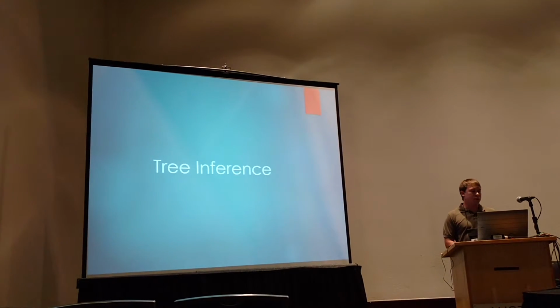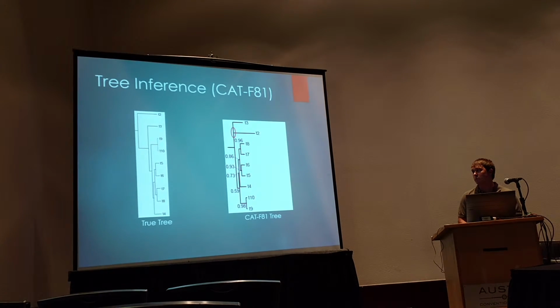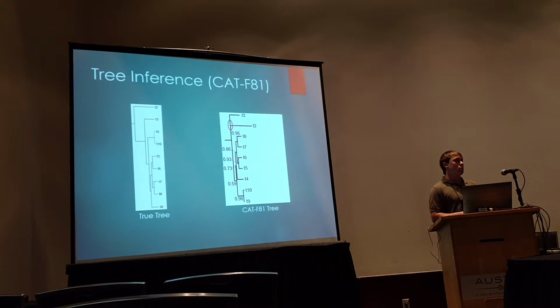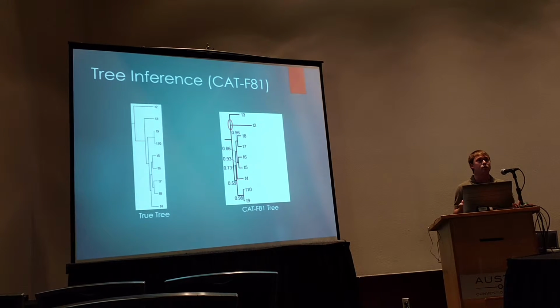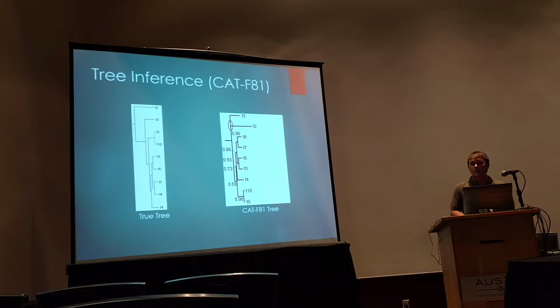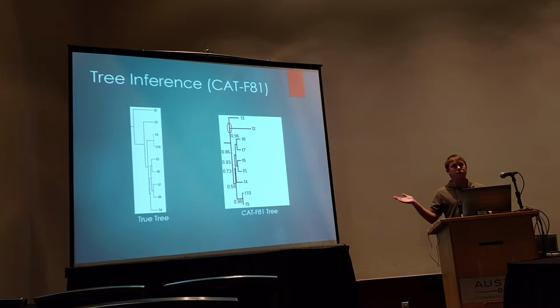But what I think most people in this room are probably most interested in is tree inference. So how do these models actually do when we knew the true tree? Well, CAT-F81 did really poorly across the board. It typically inferred incorrect relationships, as indicated by this polytomy that's in red. And correct relationships were oftentimes inferred with weak support. So these are posterior probabilities.